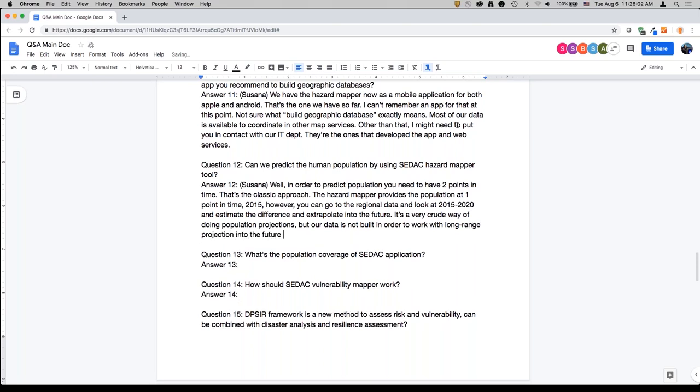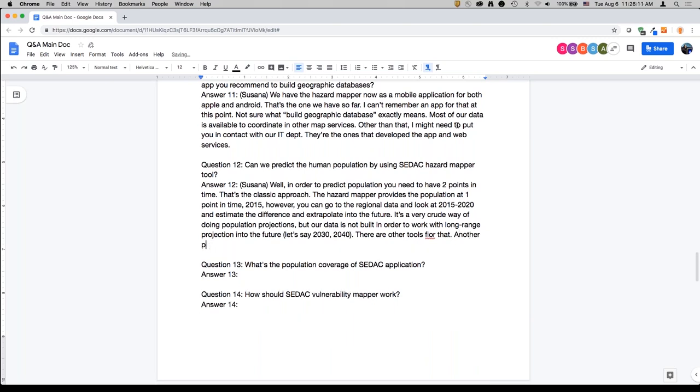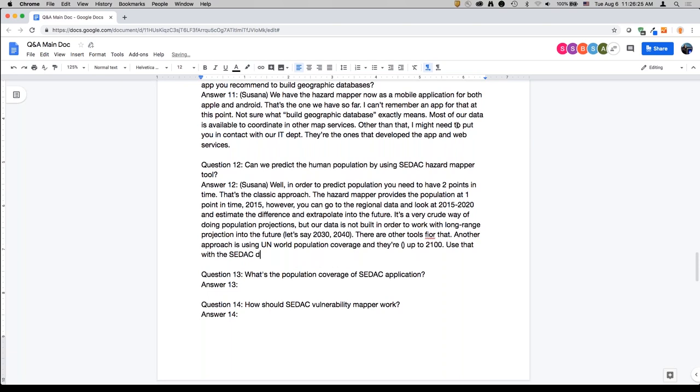There are other tools that you can use for that. Another crude approach is that you can use the World Population Prospects from the UN. There are growth rates for up to 2100, and you can use that with the CDAC data as the baseline, and you can use that as a very crude way of going into the future.